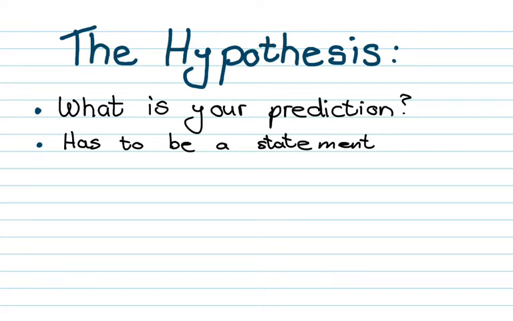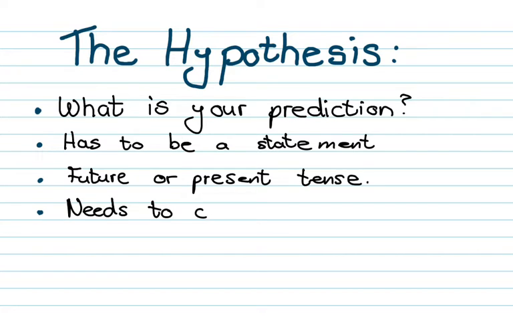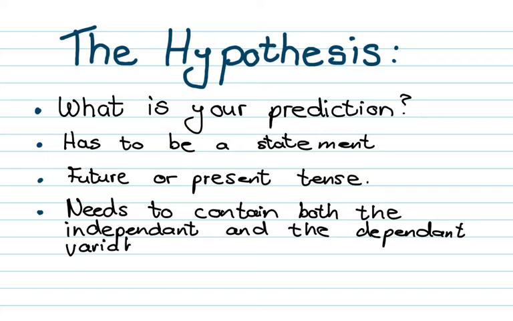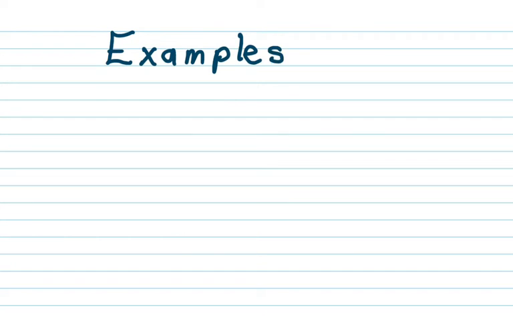Now first up, it has to be a statement. So it's not a question, it's not something vague, it has to be a statement. Most of the time it's written in future or present tense, and again it needs to contain both the independent and dependent variables. It needs to have that cause and effect in the statement. So let's have an example of what a hypothesis looks like.